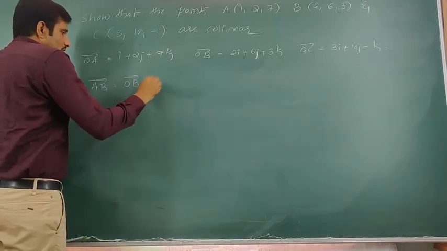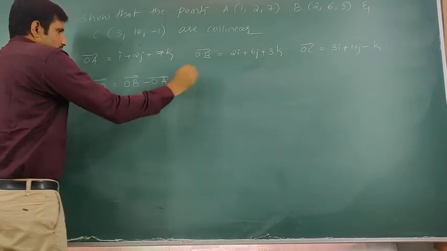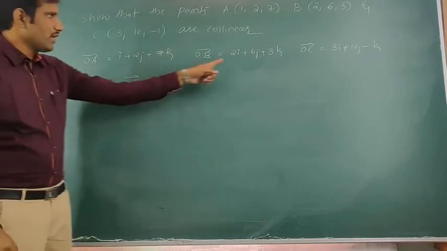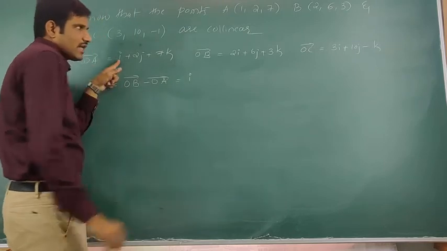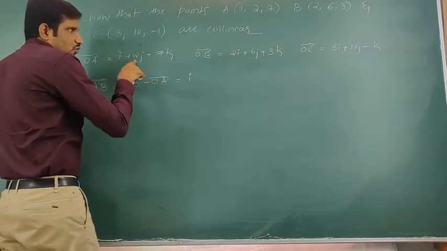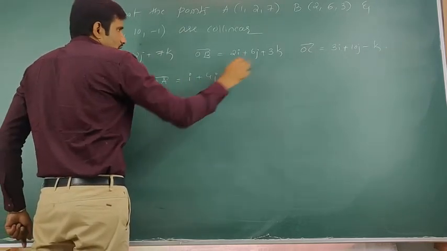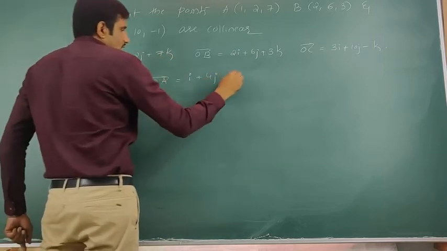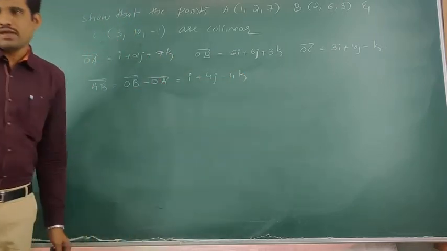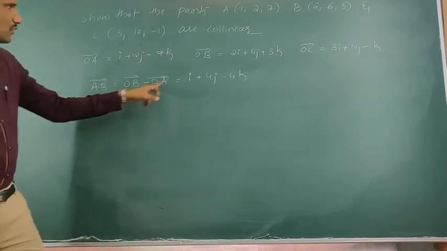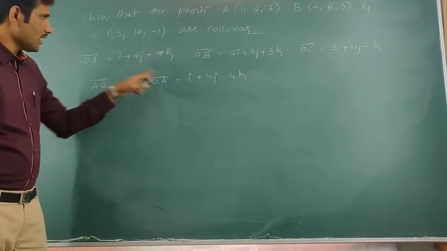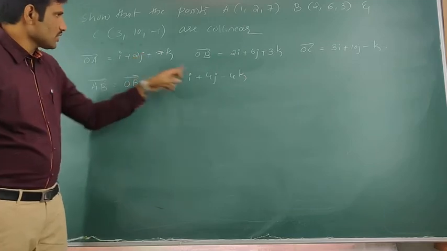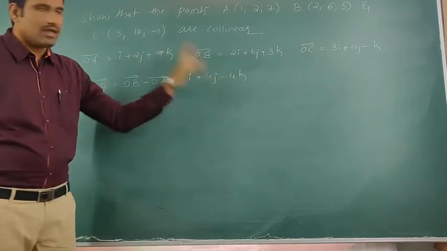What is vector AB? That is OB minus OA. Directly we can write 2i minus i is i, 6j minus 2j is plus 4j, then 3k minus 7k is minus 4k. OB is here, OA is here. So 2i minus i is i, 6j minus 2j is 4j, 3k minus 7k is minus 4k.